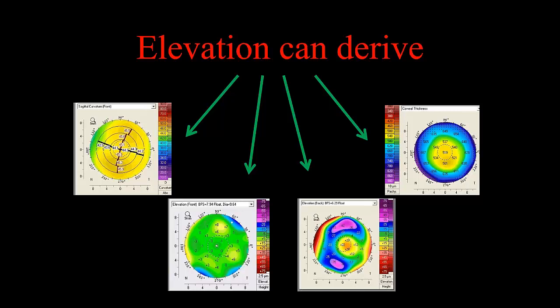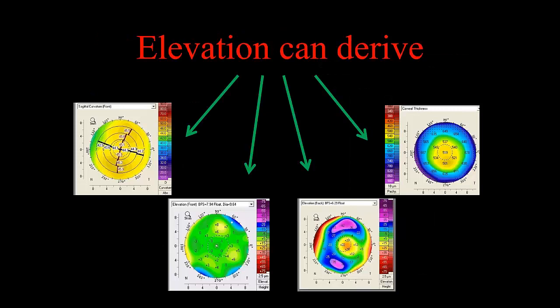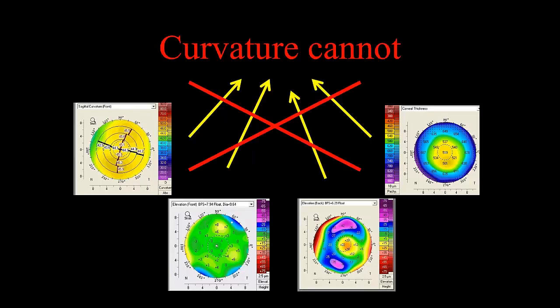Now, if your elevation is accurate, then you can also produce curvature, because curvature is the second derivative of elevation. And as I showed you on the prior picture, if you can measure the anterior and posterior surfaces, you can produce a corneal thickness map, because corneal thickness is just the spatial difference between the anterior and posterior cornea. So again, if you have accurate elevation, you can produce any of the curvature maps, whether axial or tangential. You can produce elevations from the front and the back, and you can produce a corneal thickness map.